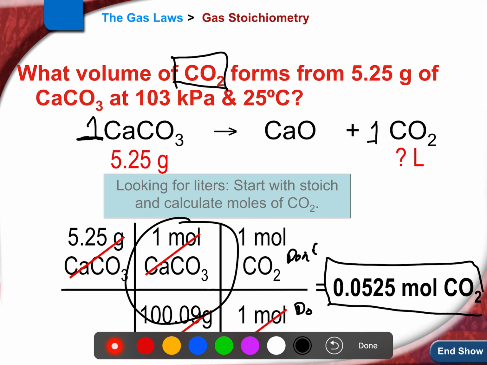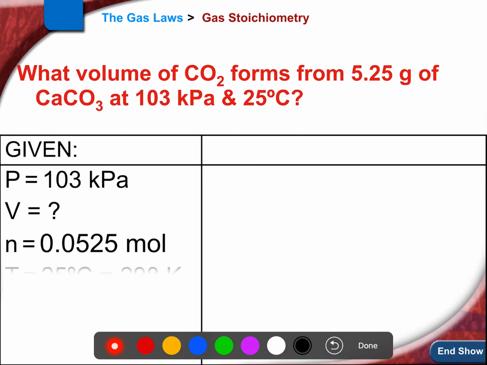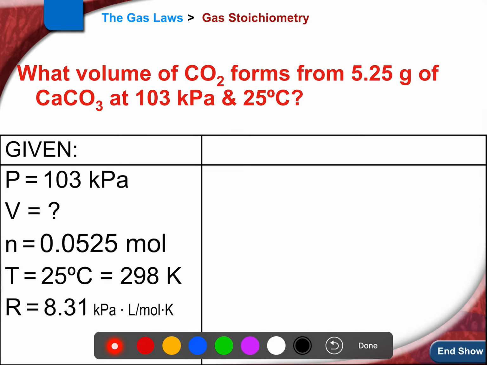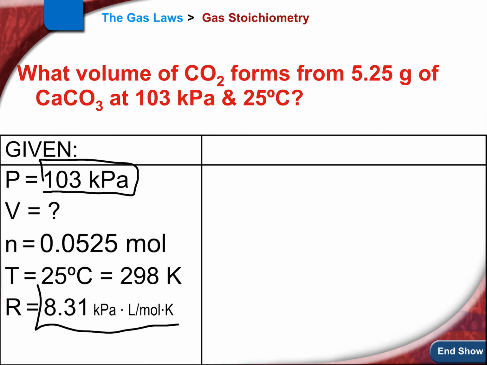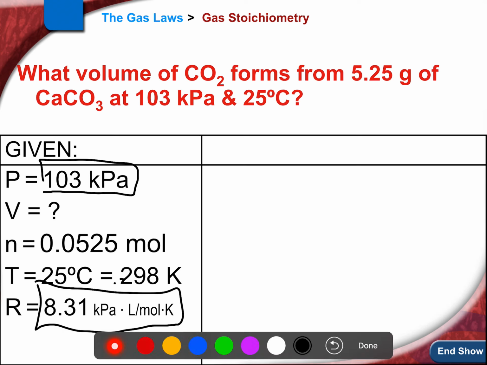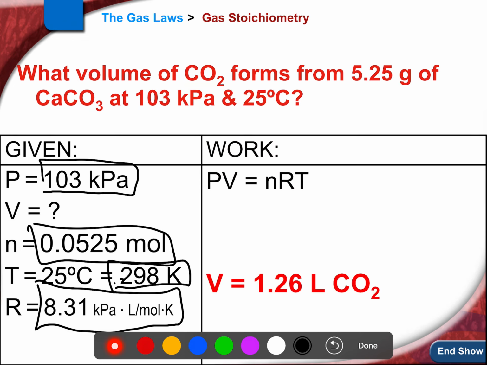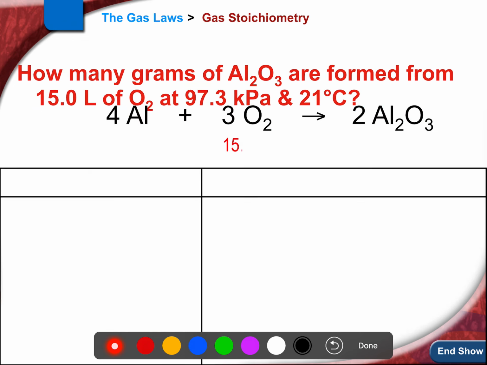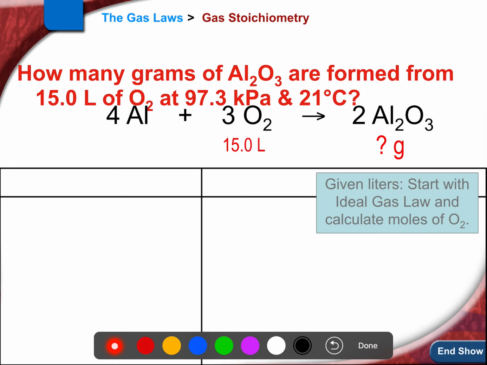So you're looking for volume of carbon dioxide at 103 kilopascals and 25 degrees Celsius. So you got to convert that into Kelvin, and you're going to have to use the kilopascal value for R. So when we do this, this is what we get. P is 103 kilopascals. You have the matching R value to go with kilopascals. Convert this to Kelvin, and then you plug in your mole amount, and then just solve for V. You should get 1.26 liters.